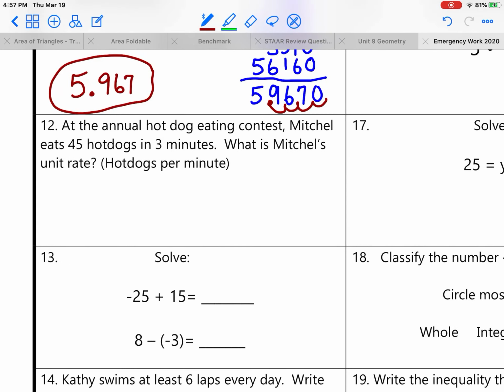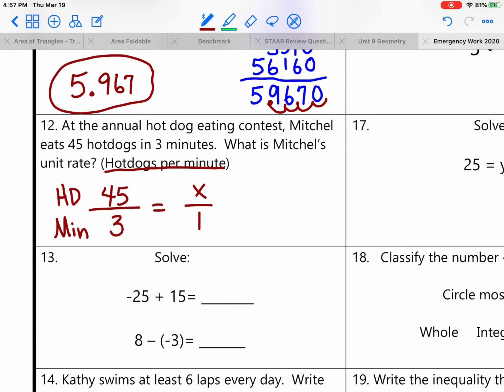At the annual hot dog eating contest, Mitchell eats 45 hot dogs in 3 minutes. What is Mitchell's unit rate? What we're trying to find out here is how many hot dogs can he eat in 1 minute. The two things we're comparing are hot dogs and minutes. His rate is 45 hot dogs in 3 minutes. What we want to know is how many hot dogs in 1 minute.